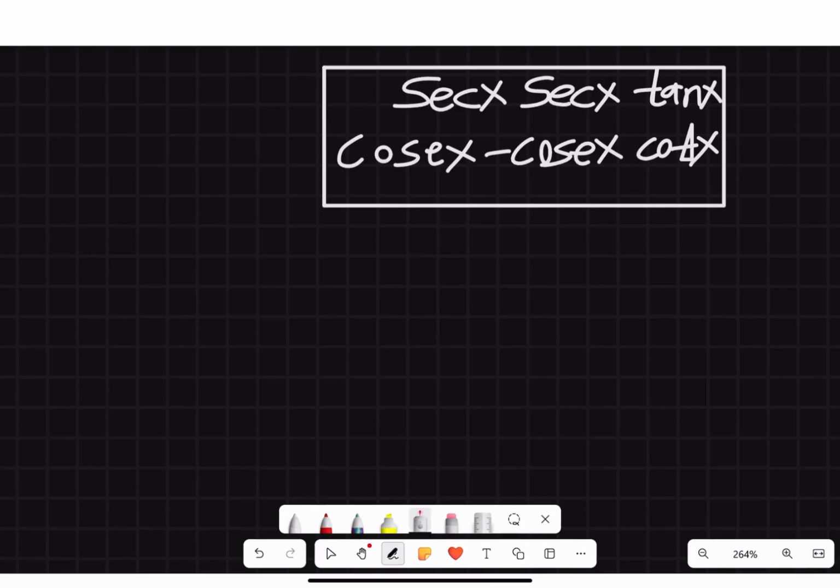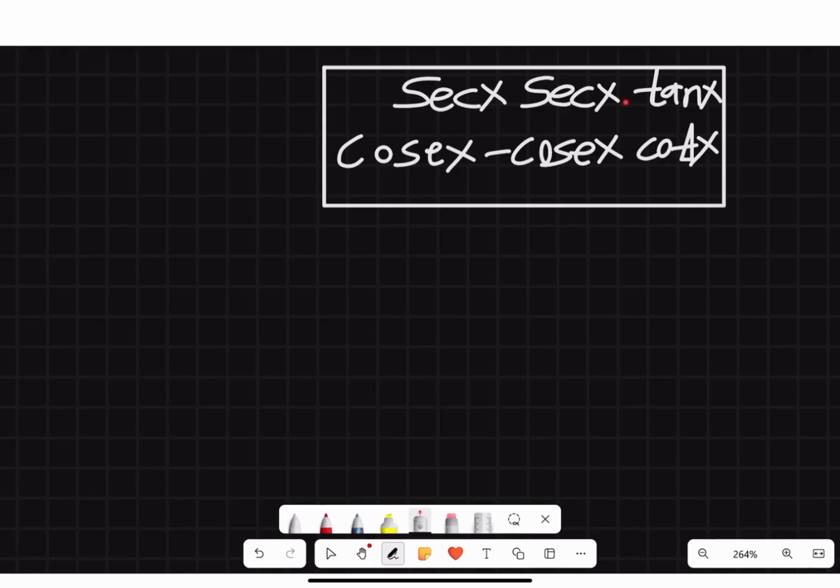So guys, this is how I do it. You start by saying sec, tan. That is the most important part you need to remember. Sec, tan. The bottom part is easy to do once you know the top.